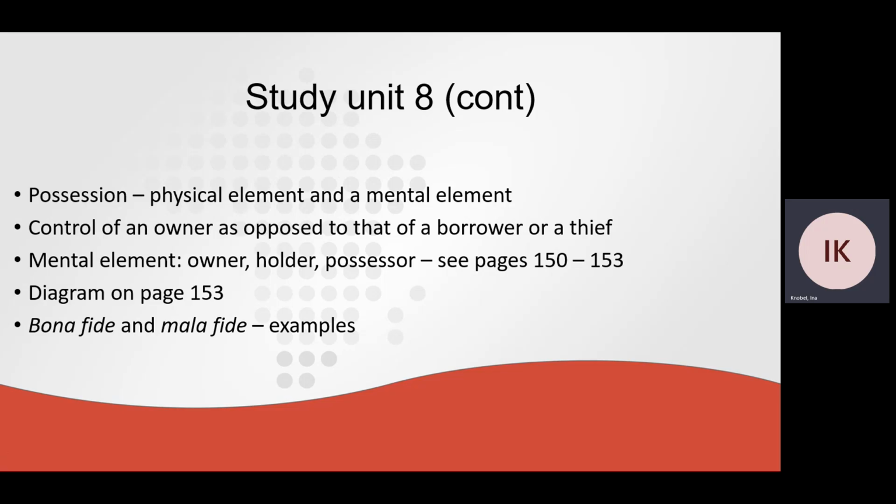If I can take one example, and once again it refers to the thief. If you look at the diagram on page 153, in the middle of the page, you will see the broad distinction between possession and holdership. And then you will find examples of mala fide and bona fide possessors, bona fide unlawful holders, and mala fide unlawful holders, and so on.